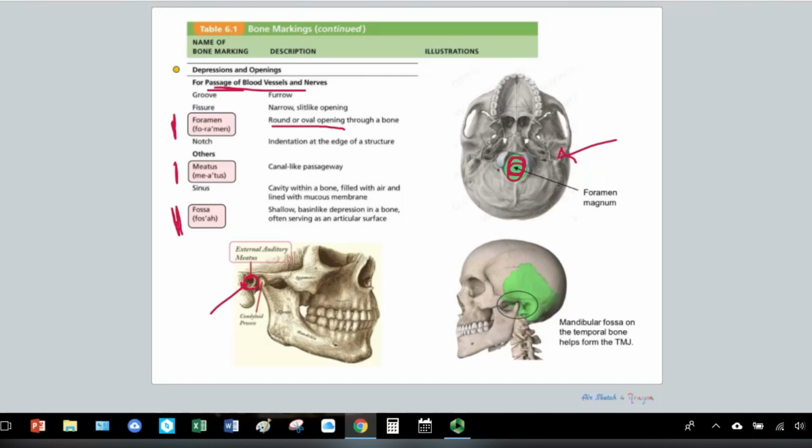Fossa is a shallow basin-like depression in a bone. And up on the temporal bone here, we have the mandibular fossa, and that's where the mandibular condyle is going to fit in and form the temporomandibular joint, which allows you to talk and chew.